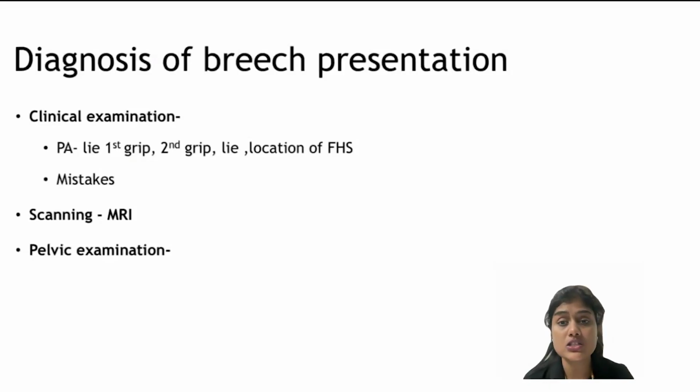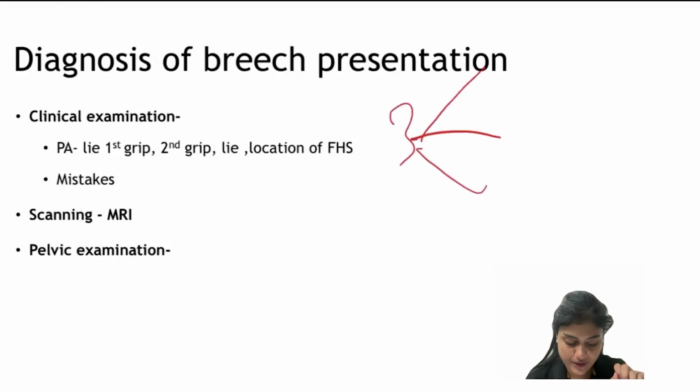Coming to the diagnosis of breech, it is mostly by abdominal examination itself. There are three significant points for your breech diagnosis. In the fundus, you can feel the baby's head.